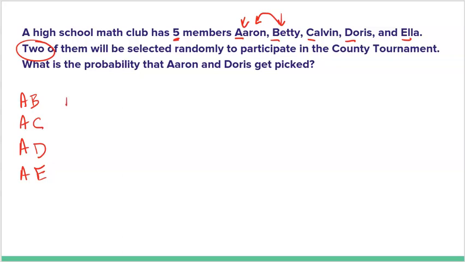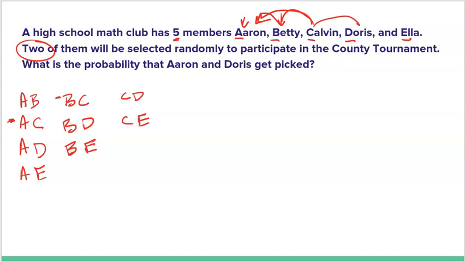So let me think. Betty could be with Calvin. Betty could be with Doris. Betty could be with Ella. Okay, let's move on to Calvin. Well, I already listed Calvin and Aaron. That was already counted right here. I already listed Calvin and Betty. That was right here. So those are just repeats. So let me go Calvin and Doris, and then Calvin and Ella. All right, now let me start with Doris. Well, I already listed Doris and Aaron. I already listed Doris and Betty. I already listed Doris and Calvin, so only one left is Doris and Ella.